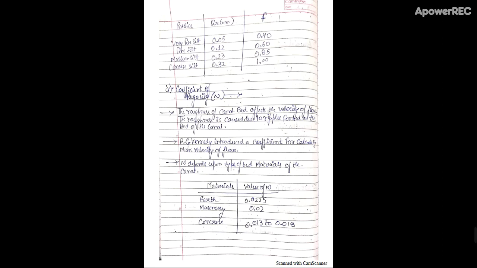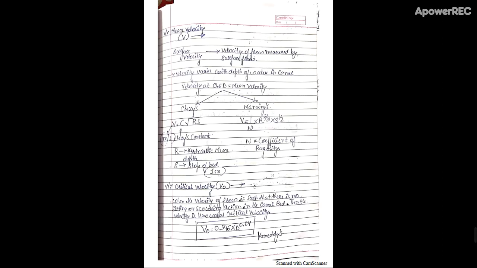Should we move on further? The next important factor is mean velocity. The mean velocity is defined as the surface velocity, the speed with which your water is flowing in a canal. It is dependent upon the depth of water in the canal. We usually take it that at the very top your velocity would be maximum and it would be decreasing as you move on to the bottom.